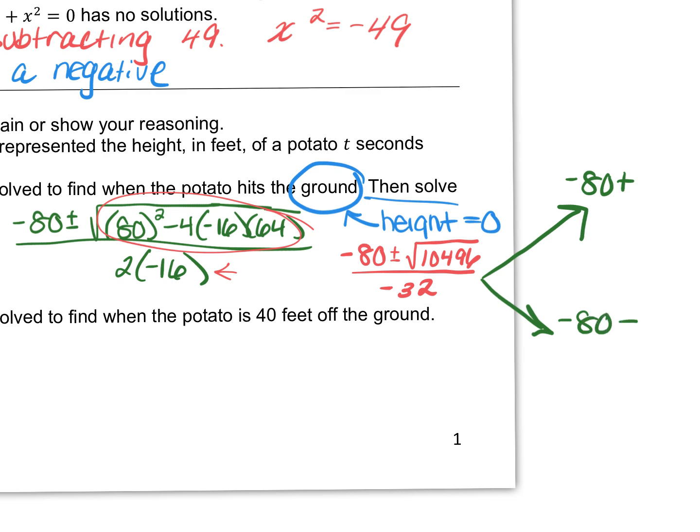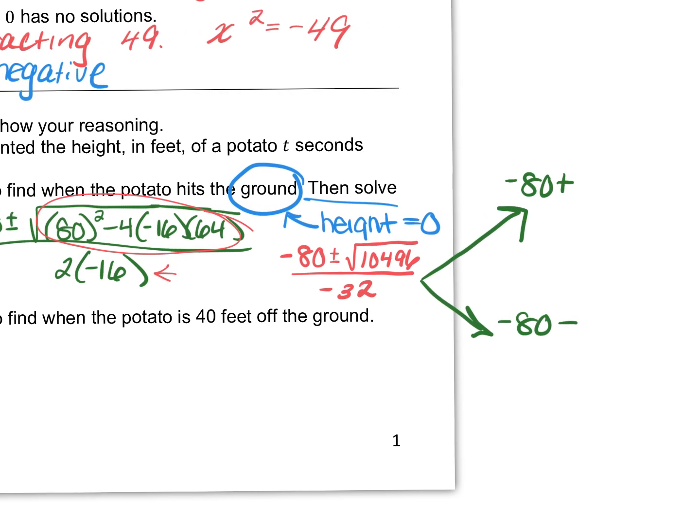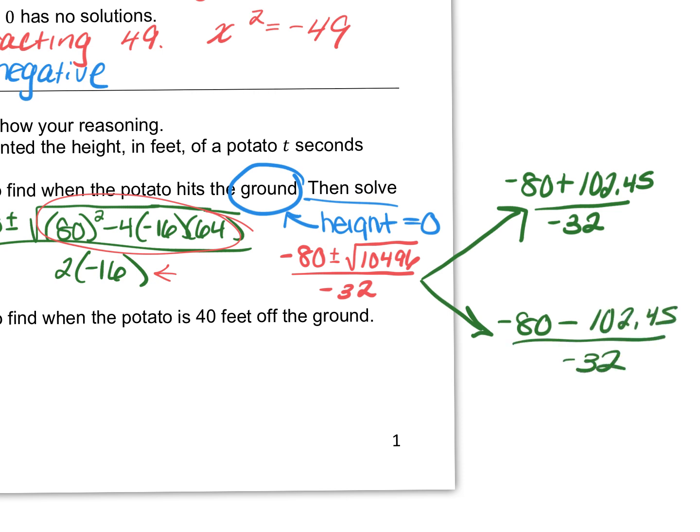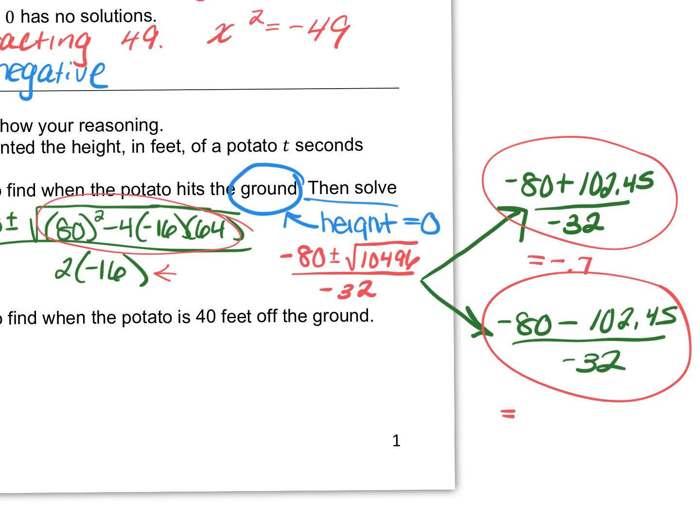Now, the square root of that number is 102.45, and I'm going to divide that by negative 32. So 102.45 all over negative 32. Now, if I were to add those like I do at the top here, my outcome is going to give me negative 0.7. In the bottom, when I subtract, my outcome is going to give me 5.7.